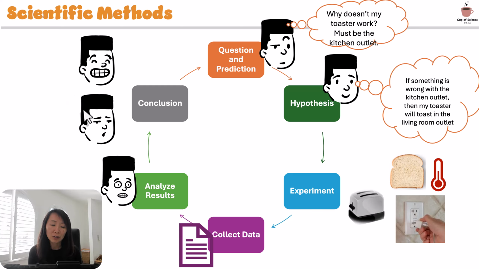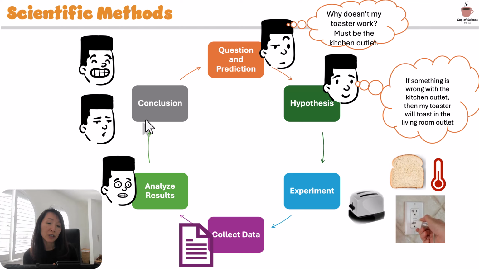So you can conclude, all right, I admit it's not the outlet that's the issue. And then you might think, well, it must be the bread, right? Not the toaster, but the bread. And you swear that if you switch from white to wheat, then it will work. And that's your conclusion. And then you go and do another experiment, come up with another hypothesis, and you go through this collecting data, analyzing results, and conclusion.